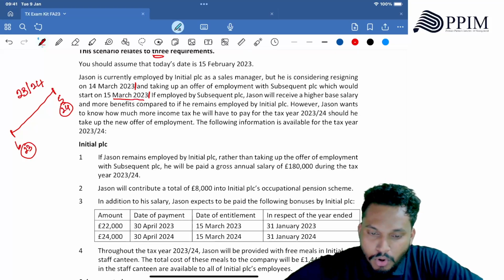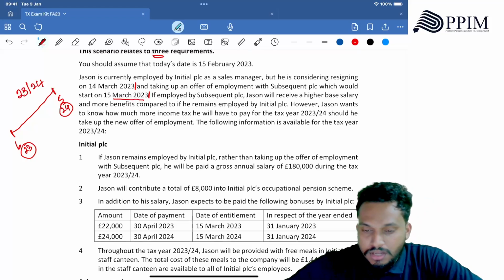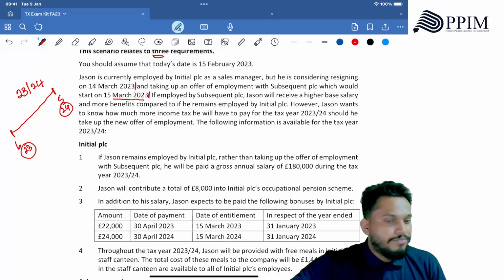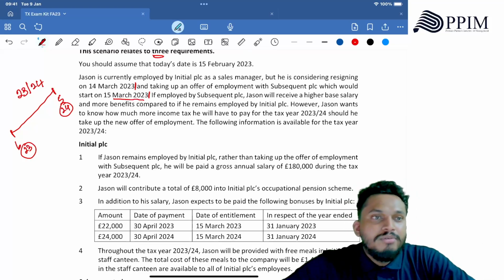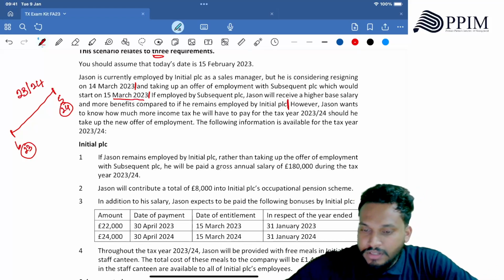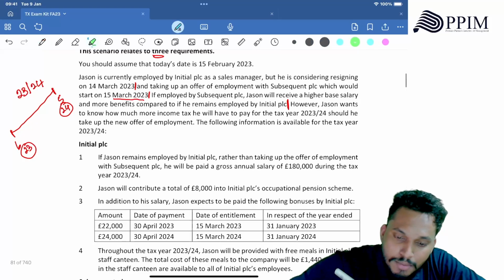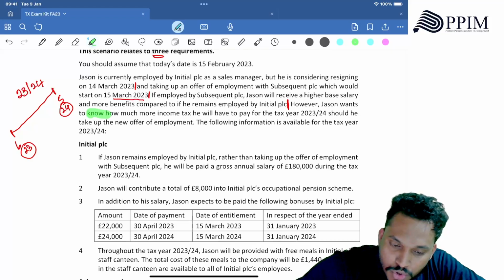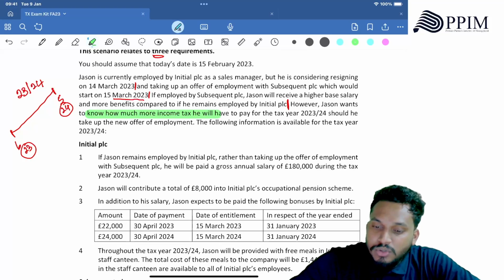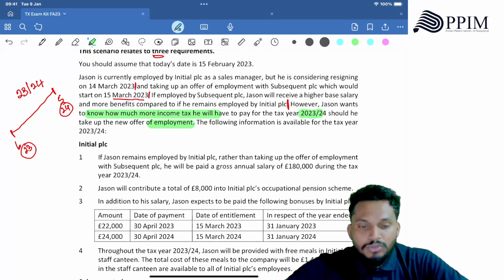Then if employed by Subsequent PLC, Jason will receive a higher base salary and more benefits. Of course, right? If you are leaving a company, the other company should provide more than what you get here. Fine. I don't want to read the rest. See, that's how they will give more information to you. Just ignore those things. However, Jason wants to know how much more income tax. This is where the examiner or Jason needs your help. He needs to know how much more income tax he will have to pay for the tax year 23-24 if he is taking the new employment offer. So that is your requirement.